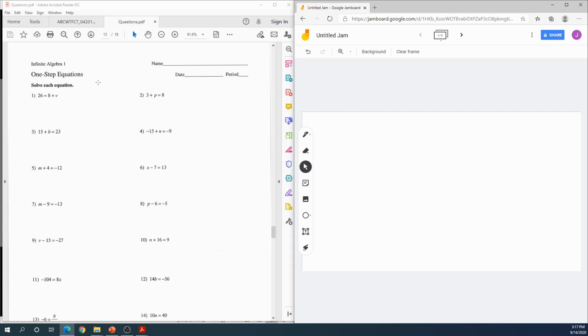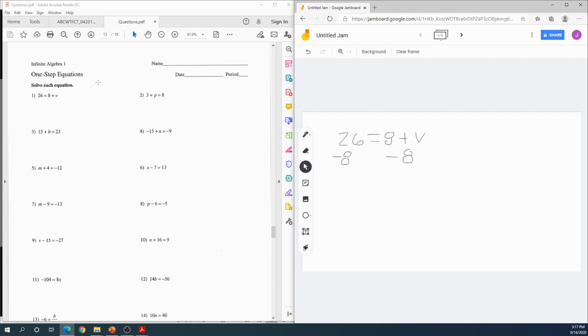So when it says solve for each equation, what we want to do is isolate the variable on one side of the equation by itself. So number 1 is 26 is equal to 8 plus v. What we want to do here is subtract 8 from either side to get v by itself. So we're going to subtract 8 from the left side, subtract 8 from the right side.